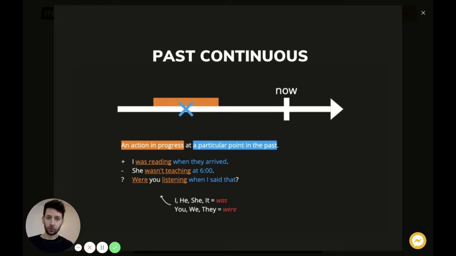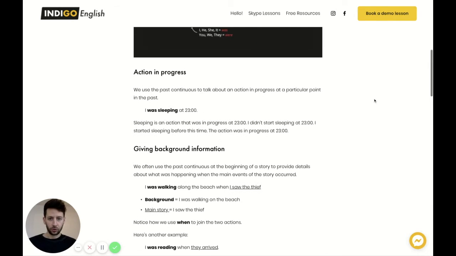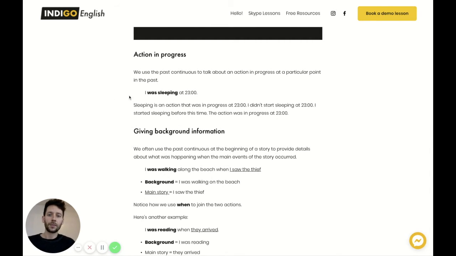Okay, so we have an action in progress, reading. It's a longer action in progress. And then they arrived. So the blue is the past simple. This is one action or one point in the past. So we have two past things here. We have the action in progress and we have the action at a particular point. I was reading when they arrived. Okay, so we use this to describe actions in progress. Another example, I was sleeping at 11 o'clock. So 11 o'clock is a point in time, and I was sleeping is my action in progress at that time.